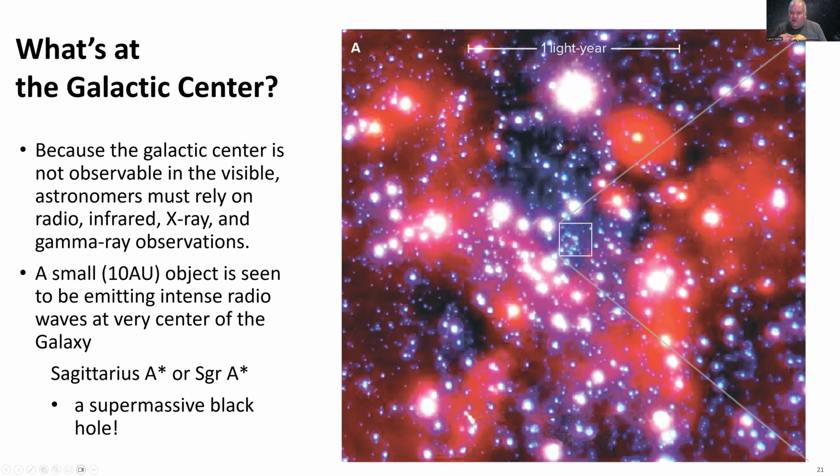There is so much interstellar dust between us and the center of the galaxy, we cannot see into it in visible light. I'm not sure what wavelength this image is, probably infrared. But you can detect radio waves, infrared, X-ray, gamma rays from the center of the galaxy. And what we know is that somewhere in this very, very small area, it's still well within this box, there's a very small object, maybe 10 astronomical units across, so the distance from the sun to Jupiter, emitting very, very intense radio waves. And we've named this object Sagittarius A star, or Sag A star. And we know now it is a supermassive black hole.